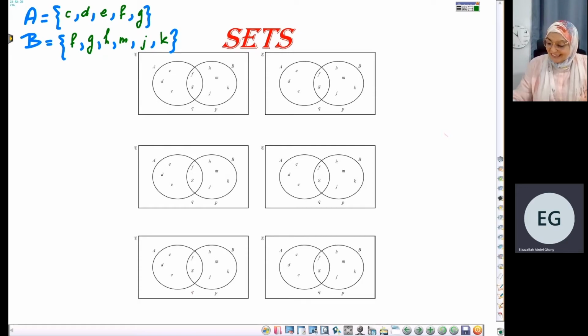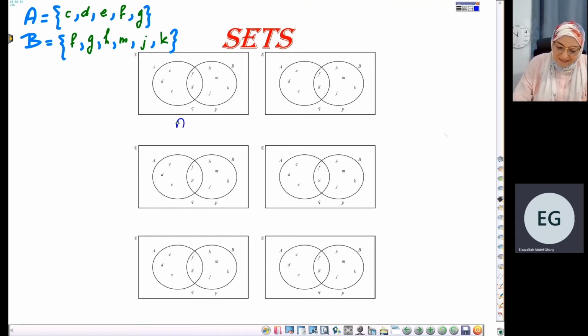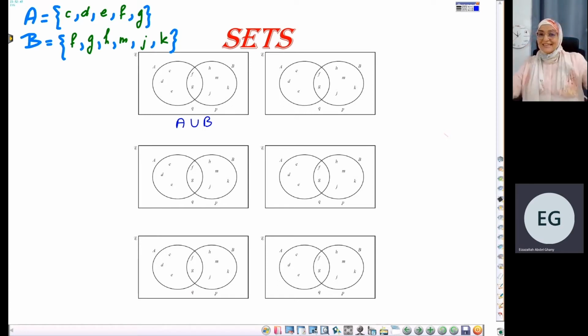Now let's learn operations. The first operation we'll write here is A union B. It is the set of all elements in A and B. Say it: A union B. It is the set of all elements in A and B. If we are asked to shade it, it looks like the sunglasses, and you shade it with parallel lines like this. Now, to write the elements of A and B, it is A union B.